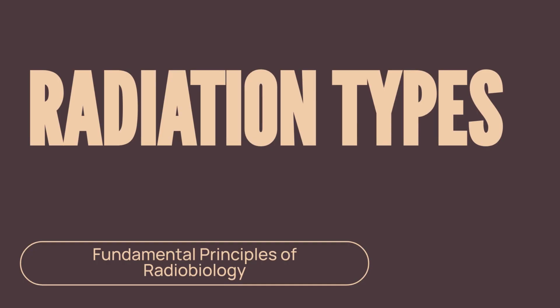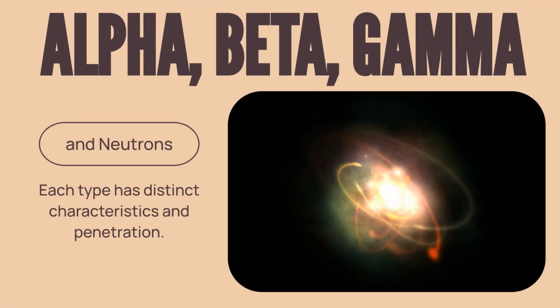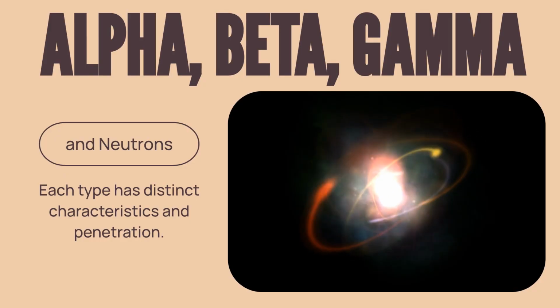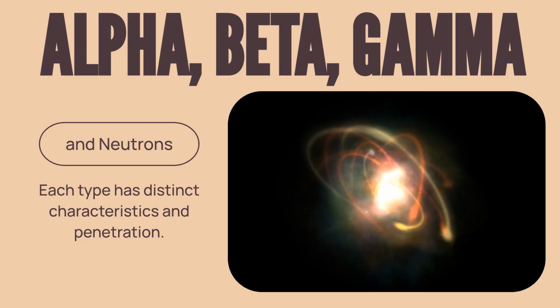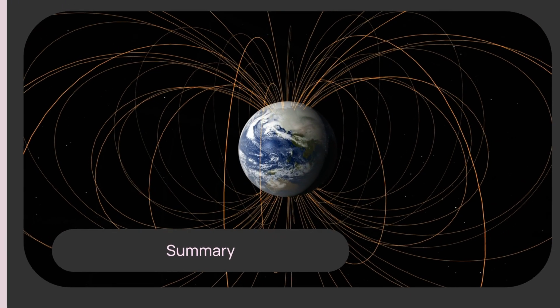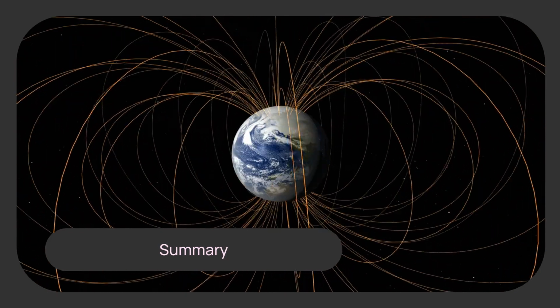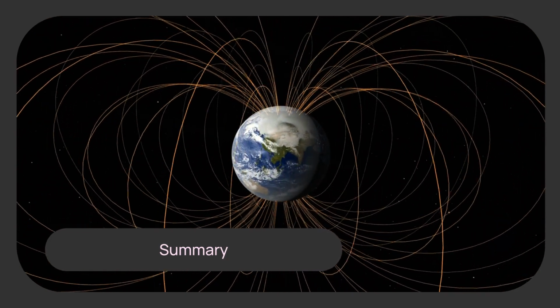Let's categorize different types of radiation and understand their linear energy transfer, or LET value. We'll differentiate between alpha, beta, gamma, X-rays, and neutrons, highlighting their unique properties and how they interact with matter. Linear energy transfer, or LET, quantifies the amount of energy deposited by radiation per unit path length, influencing its biological effectiveness. To summarize, understanding these fundamental principles of radiobiology is essential for predicting and mitigating the effects of radiation exposure in various applications.